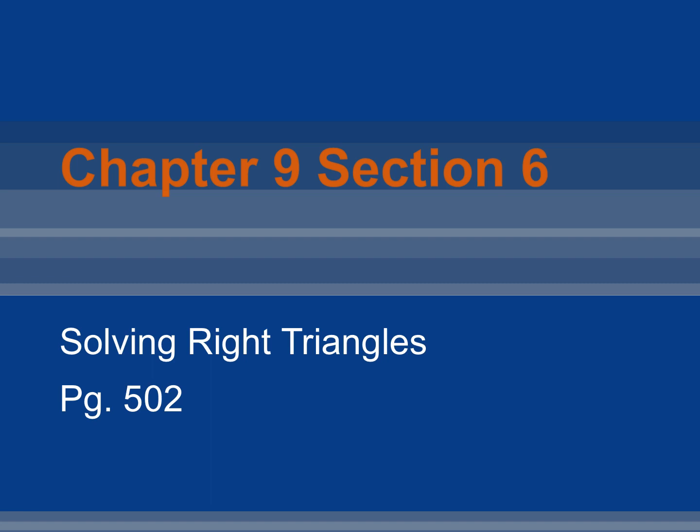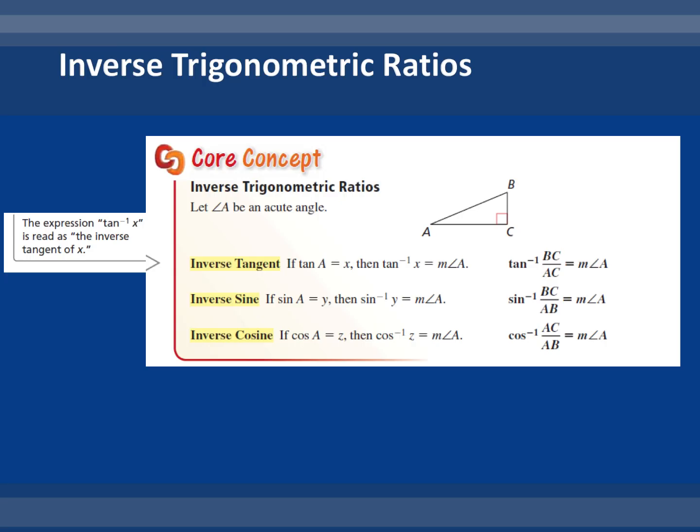So we've already done some solving right triangles, and we're just going to do some more of them now and apply the skills we've learned throughout this chapter. So again, remember that we learned about inverse trig ratios, and we use those when we're trying to find the measure of the angle versus the actual trig ratio. So this is just repeating that.